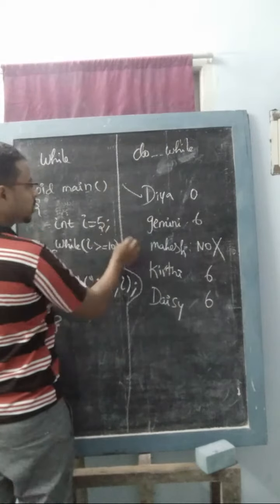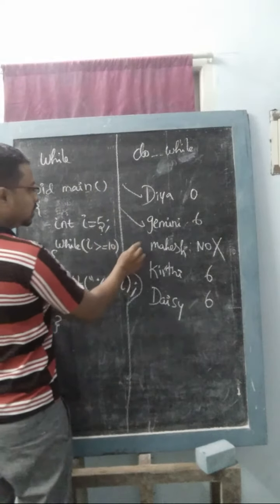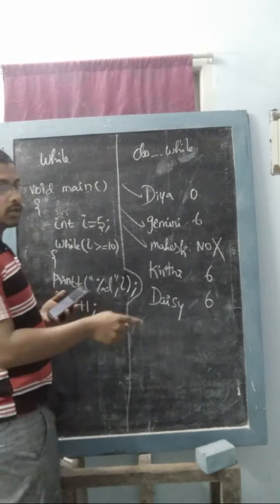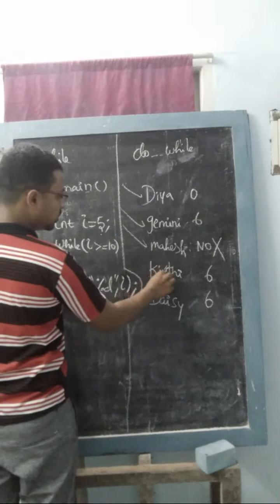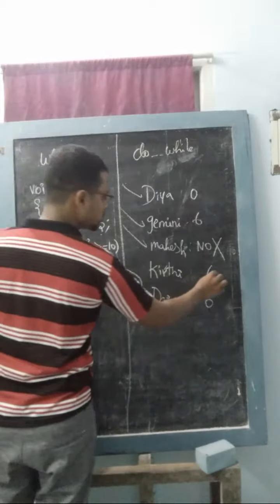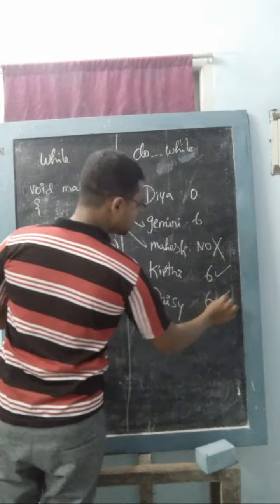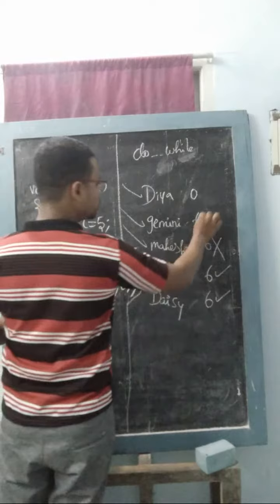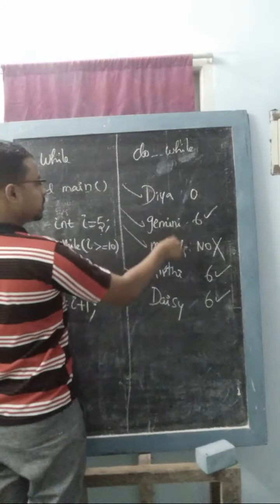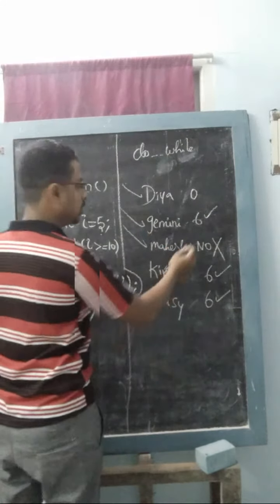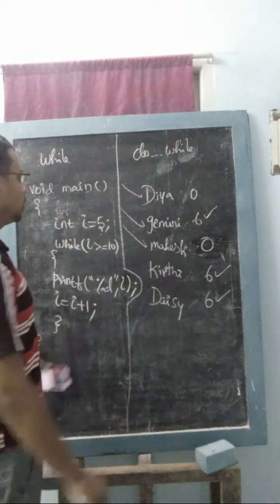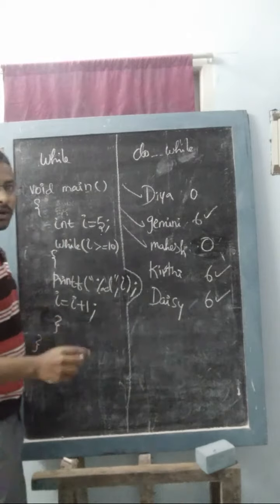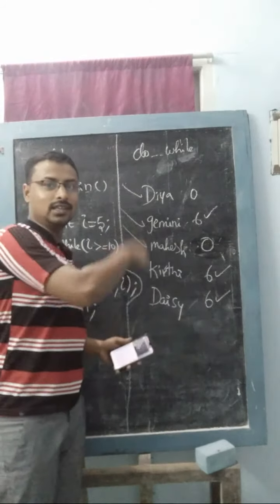Diya 0 times, Gemini Mani 6 times, and then Magesh Prabhu 0 time. ரெண்டு பேரும் ஒரே மாதிரி தான் சொல்லிருக்காங்க. And then கிருத்திகா கீர்த்தி 6 times சொல்லிருக்காங்க. Daisy வந்து 6 times சொல்லிருக்காங்க. So 6 times சொன்னவங்க வந்து ஒரு 3 பேர் இருக்கீங்க. And Magesh Prabhu and Diya ரெண்டு பேரும் it will not execute, 0 times வந்து எக்ஸிக்யூட் ஆகும் அப்படின்னு சொல்லிருக்கீங்க. கரெக்டா? ஓகே, இப்போ இதுல எது ரைட்.